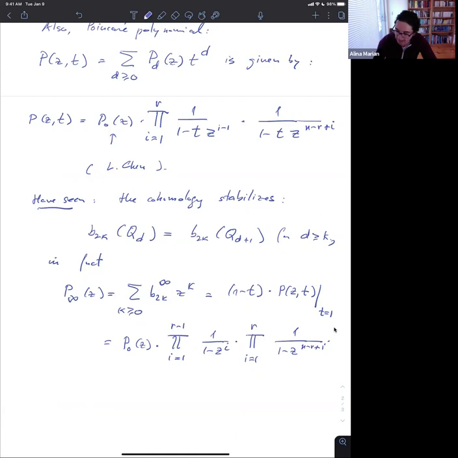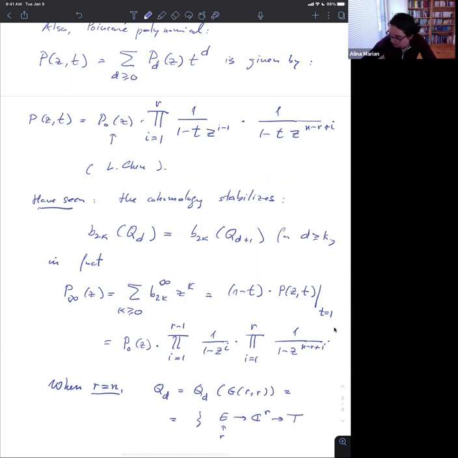But we saw very quickly, what's very, very easy to observe is that in the extreme case when R is equal to N, this QD is the Quot scheme, QDG, R R if you want. So this just parametrizes subsheaves of rank R of C^R, and then the quotient is purely torsion. So this is a zero dimensional sheaf.